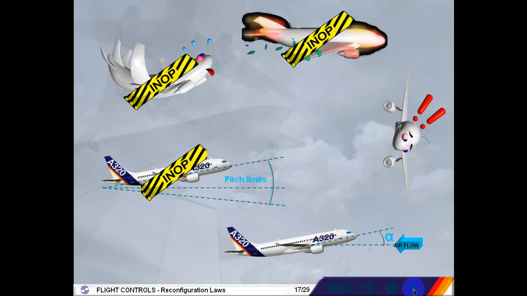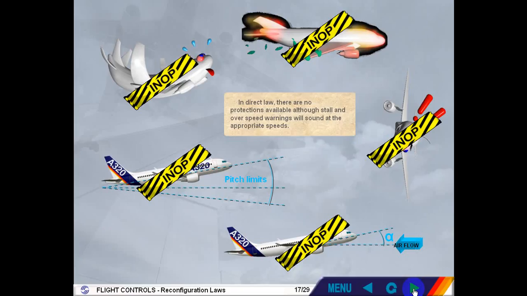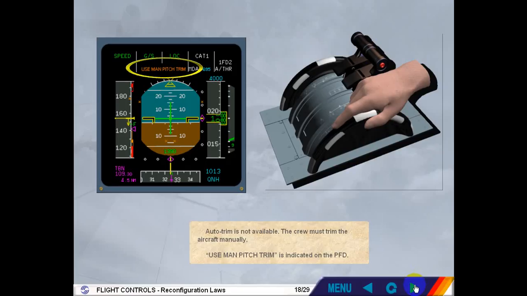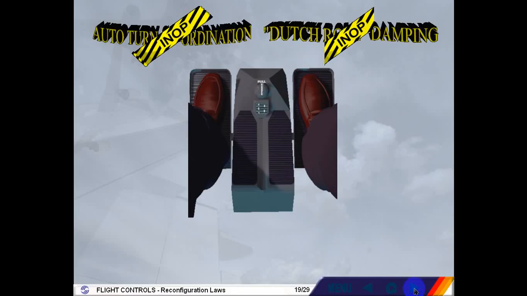In direct law, there are no protections available, although stall and overspeed warnings will sound at the appropriate speeds. Auto trim is not available. The crew must trim the aircraft manually. "Use manual pitch trim" is indicated on the PFD. Auto turn coordination and Dutch roll damping are also lost. All yaw control in direct law is through the rudder pedals.